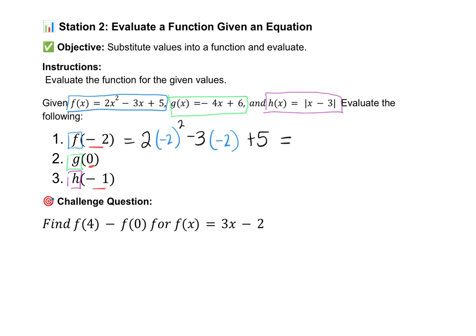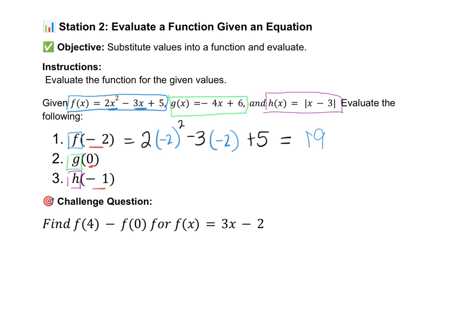So for my first one, I am looking at my f function, and everywhere I saw the letter x in the equation, I replaced it with the number -2, and then I am going to use my order of operations or my calculator to evaluate, which just means to simplify, which gives me 19.